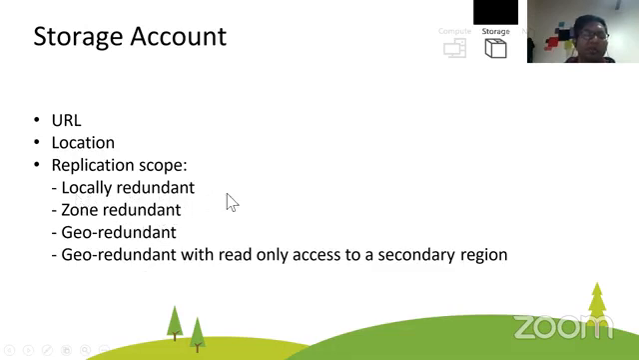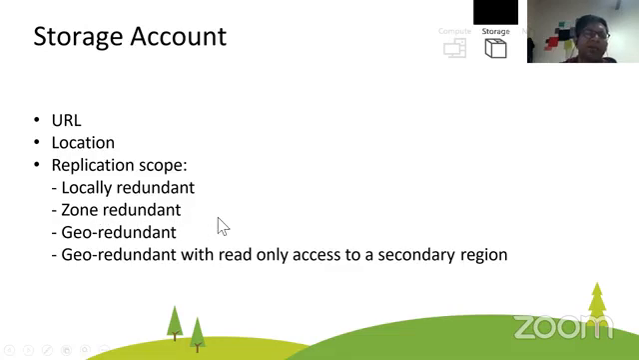So locally redundant means this data is available only in that particular region. As an example, we have selected a region as Mumbai. Whatever your data is, the data is available only in the Mumbai region, the Mumbai data center only. After that, there is zone redundant.